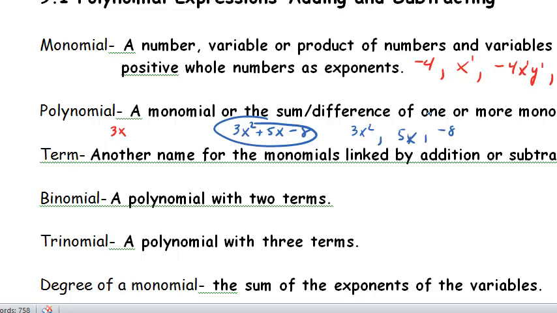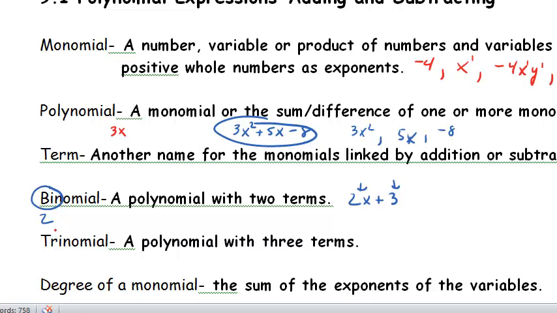Now, we name polynomials two different ways. First, we name them by the number of terms they have. One important name that we give it is a binomial. And a binomial, if you think of the prefix bi, it means two. So a binomial is basically a polynomial with two terms. An example of this would be 2x plus 3. 2x is one term, 3 is another term. So it's a polynomial with two terms, which instead of saying a polynomial with two terms, we refer to as a binomial.